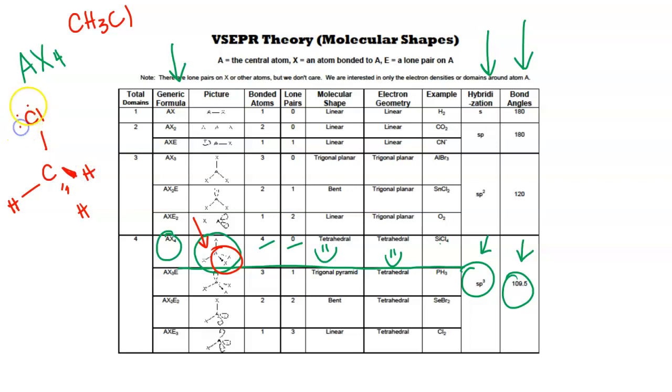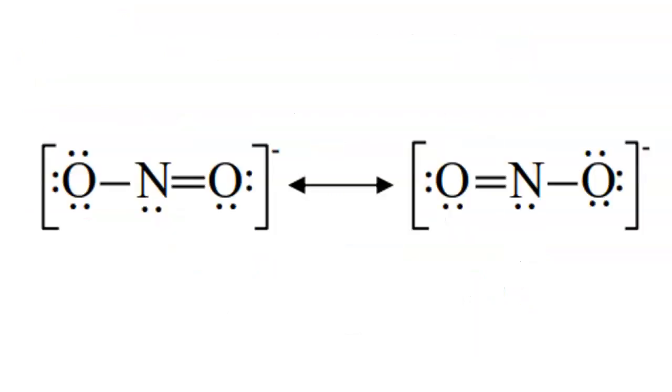Now I have to remember to put all of my electrons on here, and we can go back to the Lewis structure to count those and make sure we're doing it right. But we know our 3D shape is going to be tetrahedral, and we know our bond angle is going to be 109.5. That's how we're going to get there.